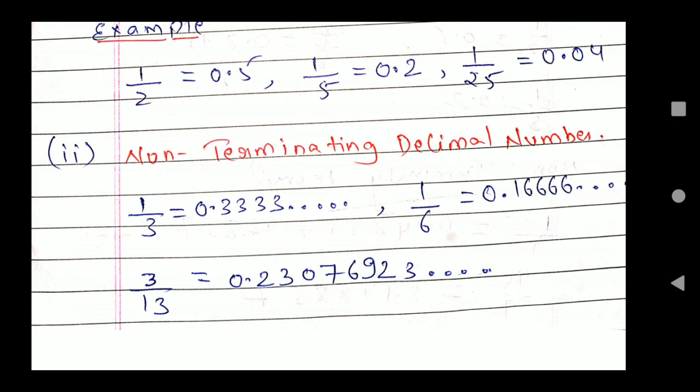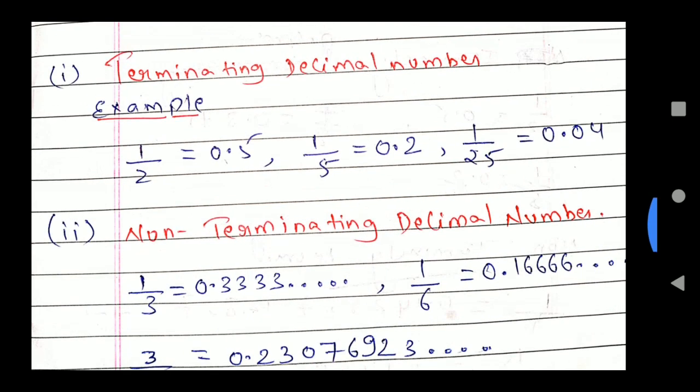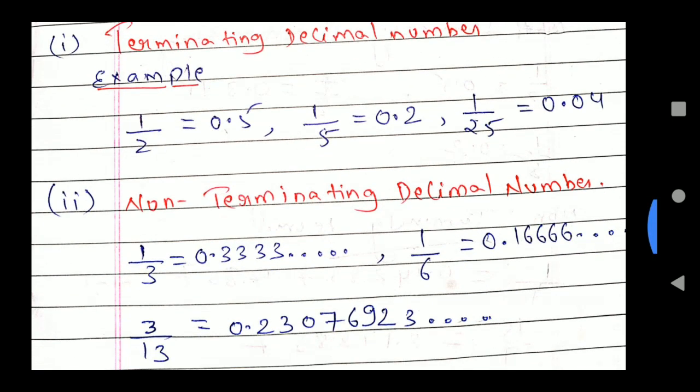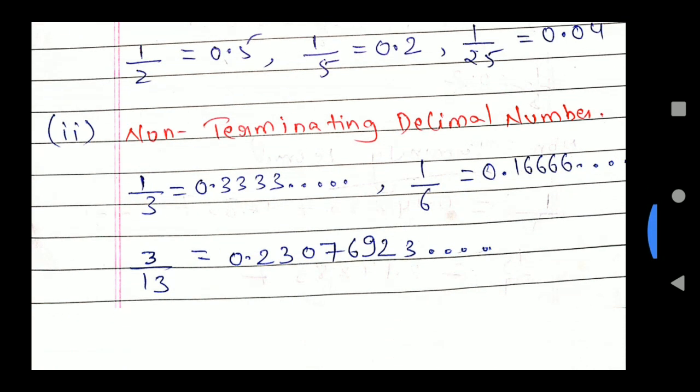0.2307692 dot means the remainder is not 0, which means it will repeat some numbers. Okay, I think it is clear. Terminating and non-terminating, what do they mean? A terminating decimal number is one where the remainder is 0, and a non-terminating decimal number does not terminate, and the remainder will never be 0.